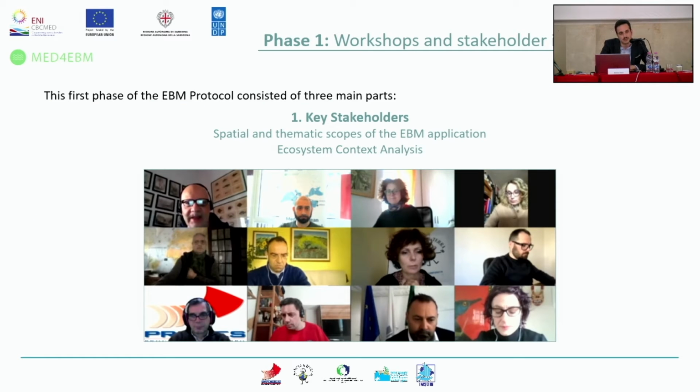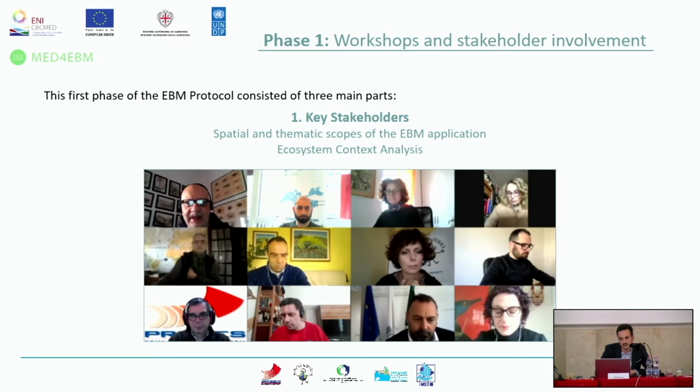Actually, the first phase of the EBM protocol consists of 3 main parts, which Eduardo explained before, for sure better than me. The first one is the definition of the key stakeholders as well as their role in the project. The second one is the spatial and thematic scopes of the EBM application, and the third one is the ecosystem context analysis. So as I said, the first phase is the key stakeholders involvement. As you can see from the image, we of course made a lot of workshops, but they were held online due to the coronavirus pandemic.